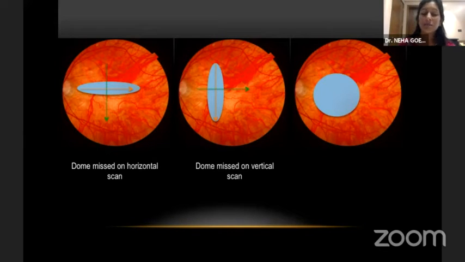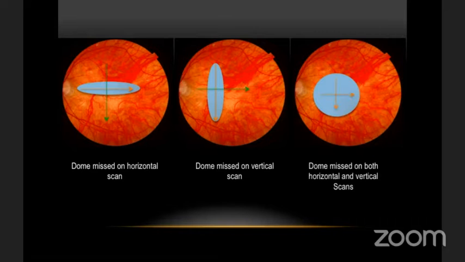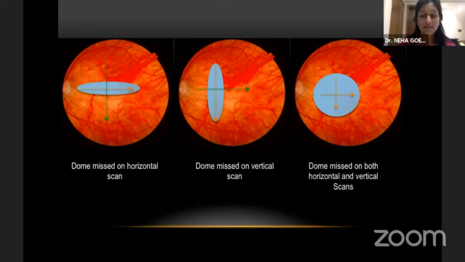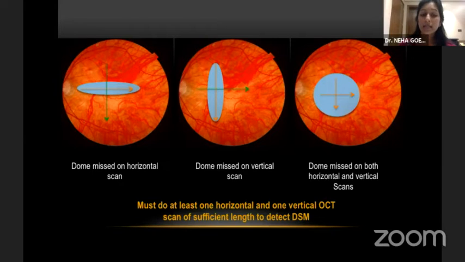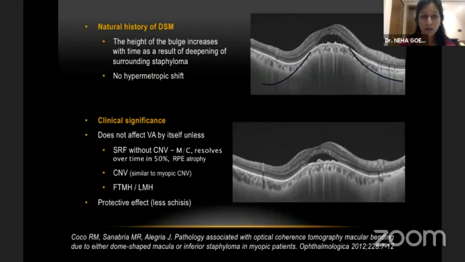Here it's missed on a vertical scan. And here you see if it is not of a sufficient length, then it will be missed on both the horizontal and vertical scan. So the take-home message is you must do at least one horizontal and one vertical OCT of sufficient length, especially in a myope, to detect a dome-shaped macula.